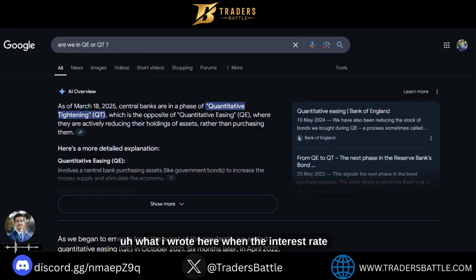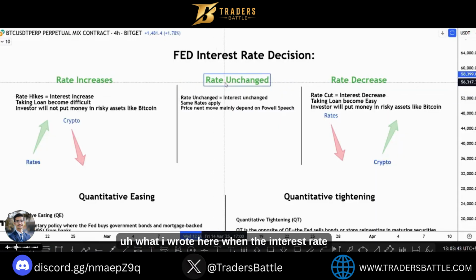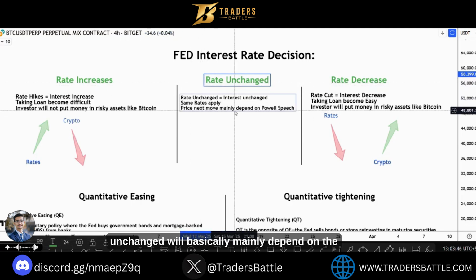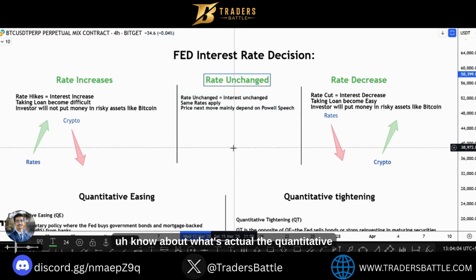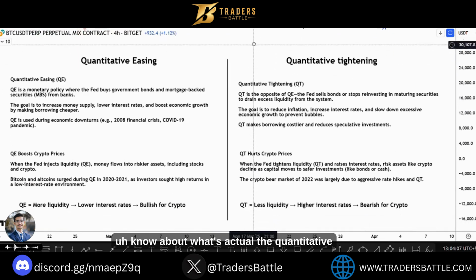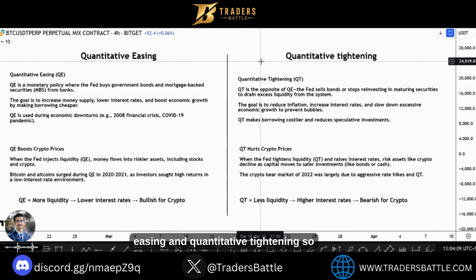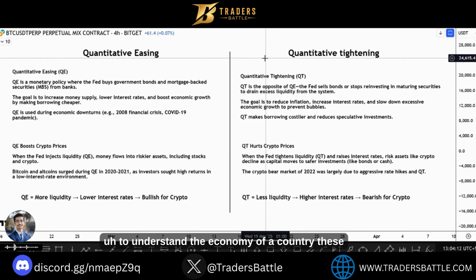As I wrote here, when the interest rate is unchanged, we mainly depend upon the Powell speech. So the Powell speech tomorrow is a very important one. He will usually give some hints regarding quantitative tightening or easing. But before that, we have to know what quantitative easing and quantitative tightening actually are. To understand the economy of a country, these two factors are very important.